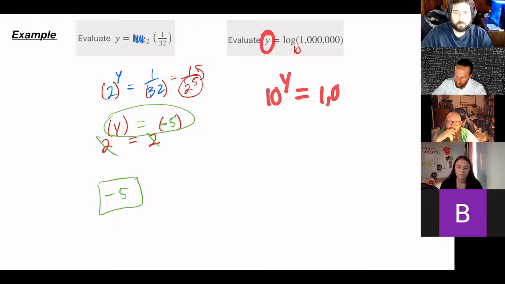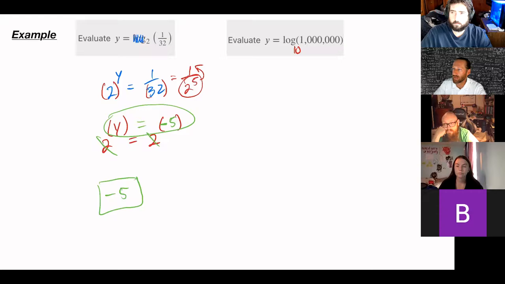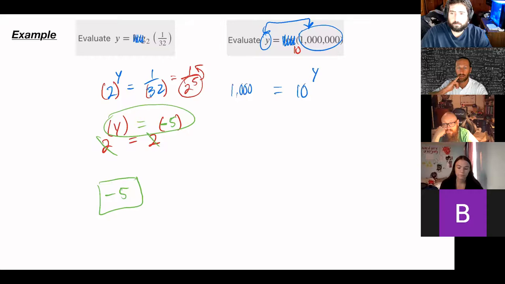Does that make sense? If not, how do you always get rid of anything in math? You take the what, Drew? Inverse. Amen. I would get rid of the log by taking the input and the output and flip-flopping them. So now you can see on the right, it would be 10 to what power gives me that 1 million, whatever.